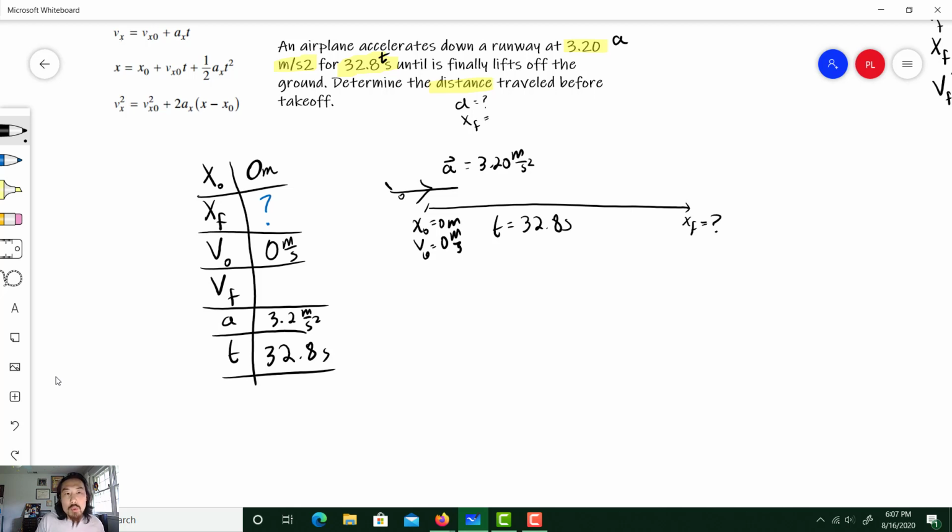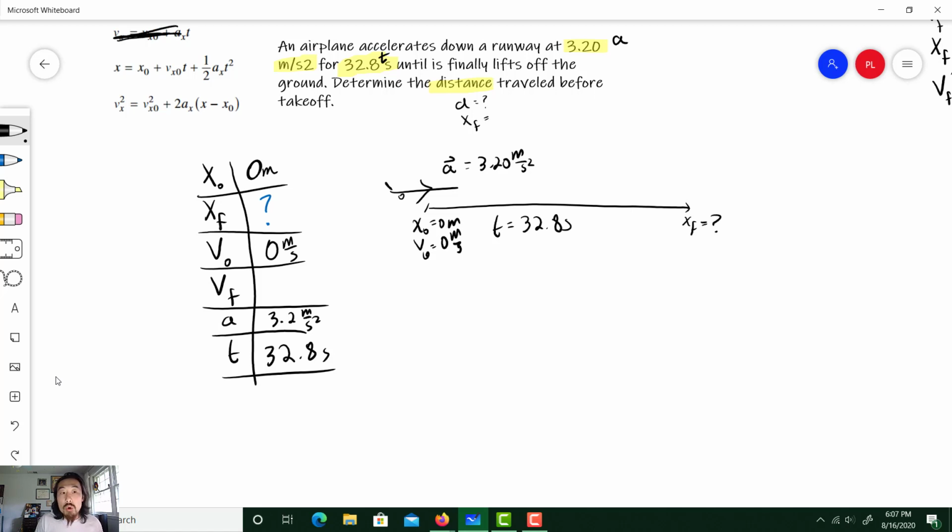Okay. Do I have the initial velocity? I do have the initial velocity. Do I have the acceleration? I do have the acceleration. Do I have the time? I do have the time. Does it have the one variable that I am looking for, xf? It does not have xf, so I could skip that equation. I don't need this one. Okay, I don't need that equation.